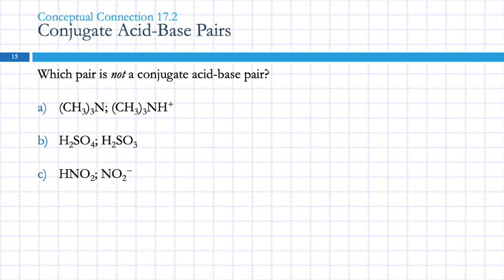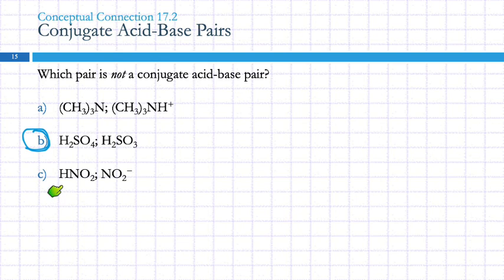Okay, which pair is not a conjugate acid-base pair? B is not. Well, what are we looking for? We're looking for, in a conjugate acid-base pair, two things that are only different by an H+. So we look at this one and this one. (CH3)3N and (CH3)3NH+. Right? Okay, that's a conjugate acid-base pair. Which one's the acid? The first one or the second one? The second one, because this one has the H+.